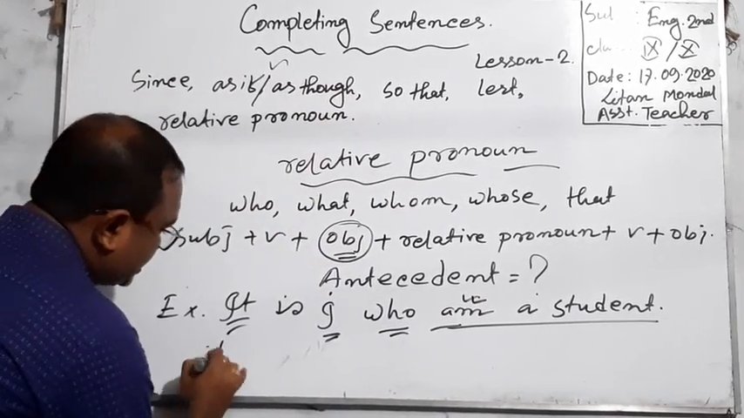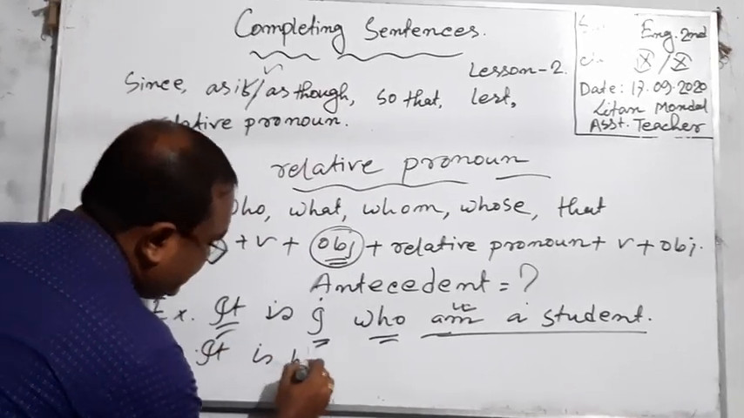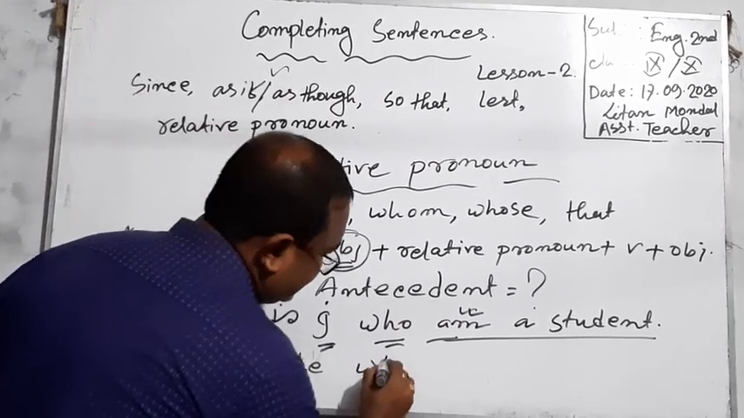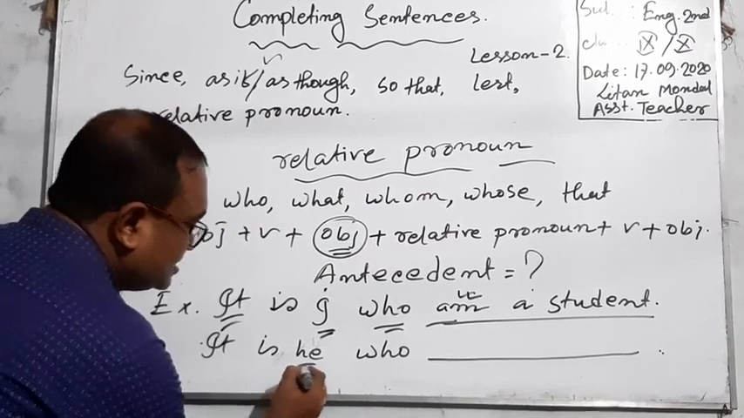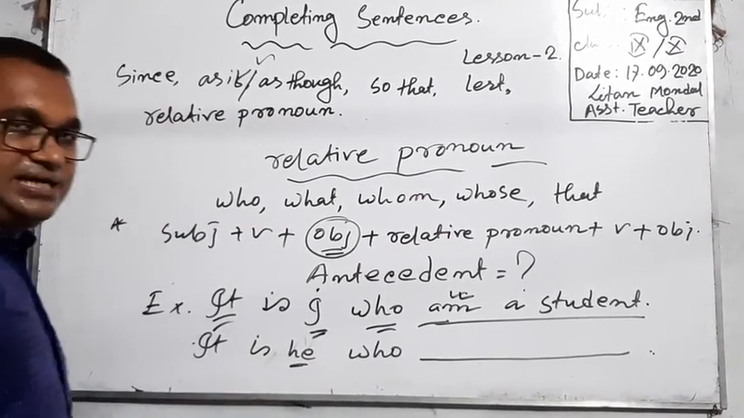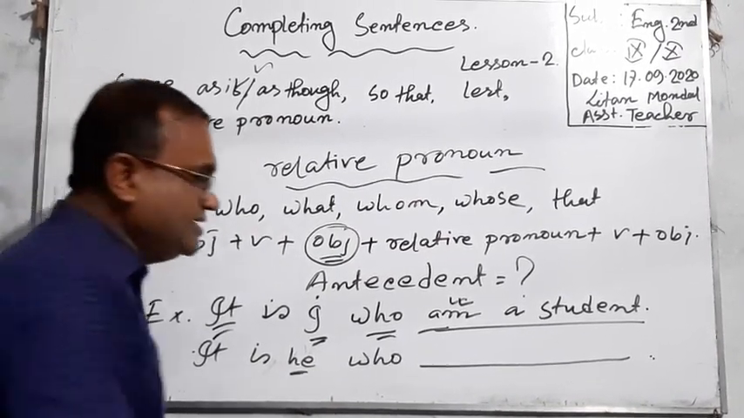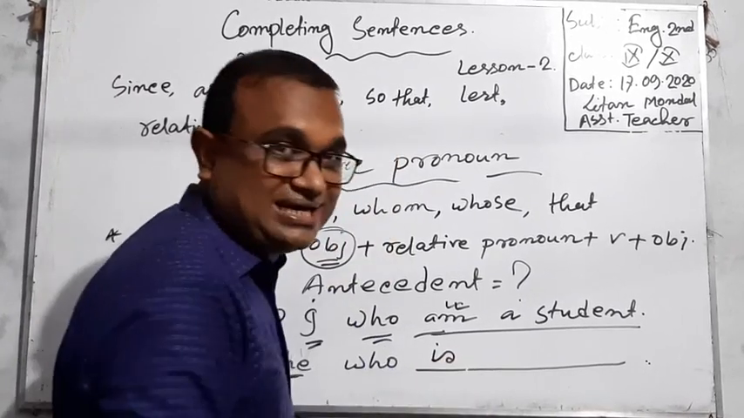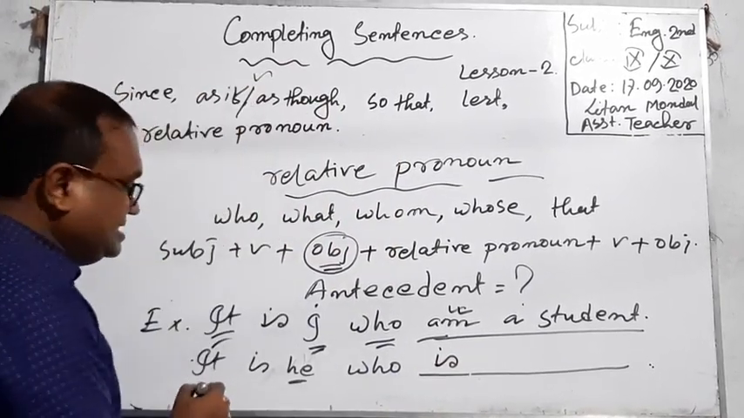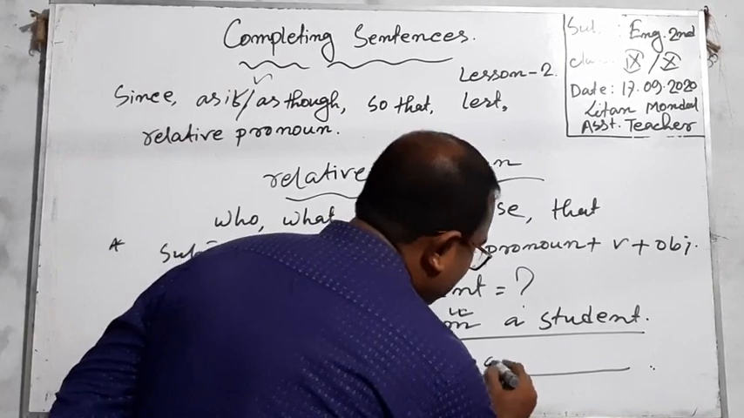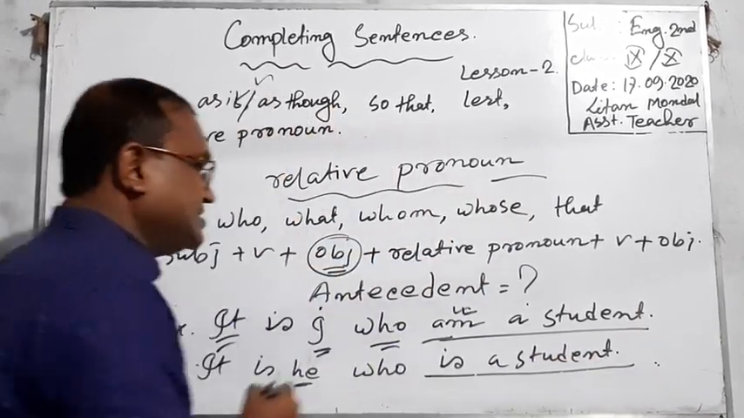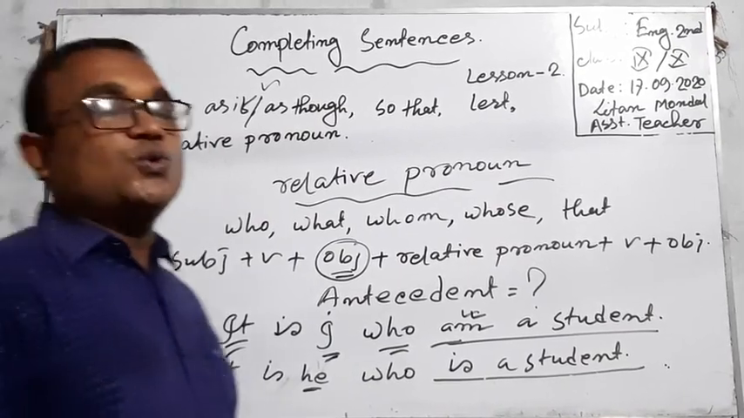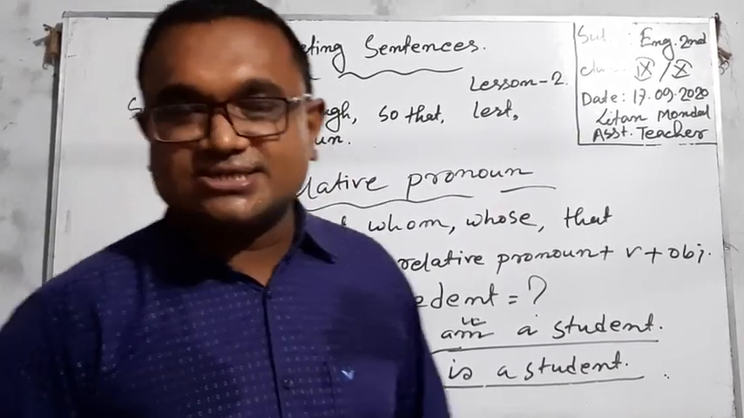Look, if we take another example, it is he. Yes, try to complete this. What will be the verb here? According to the antecedent, yes, I think you have used is. Yeah, you are right. It is he who is a student. Okay, these are all for today's class.